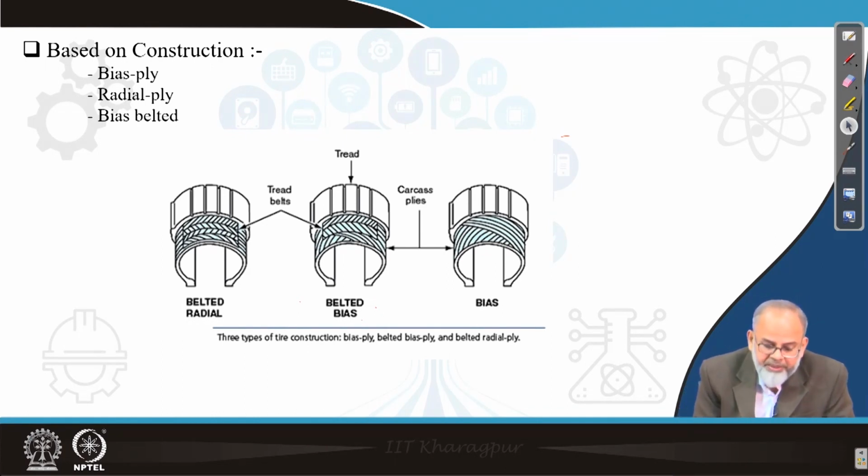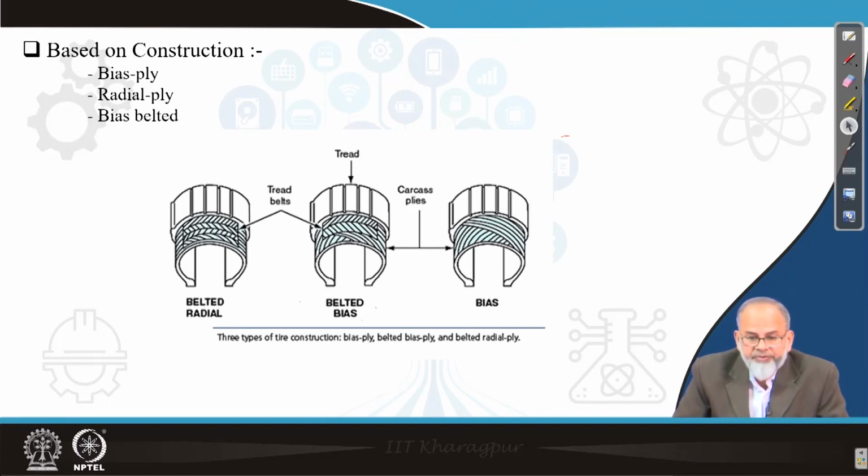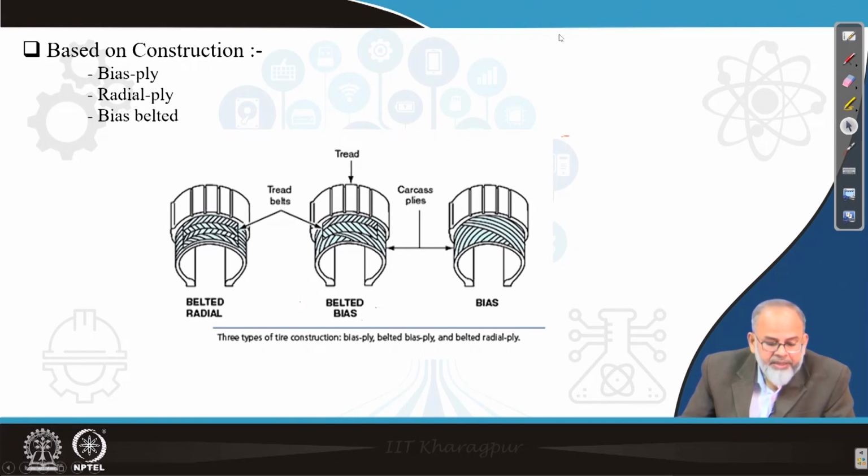The difference between a bias tire and a bias belted tire is that in a bias tire, no belt is provided below the carcass, whereas in a bias belted tire, a belt is provided which gives more stiffness to the tire, so deflection of the tire is reduced. Whereas in a radial tire, there will also be a belt. So these are the basic differences, and we will cover tire construction in detail in my subsequent classes.